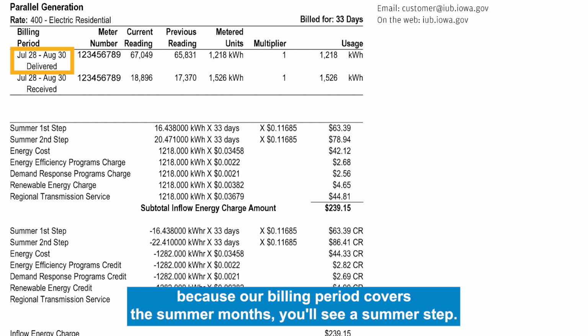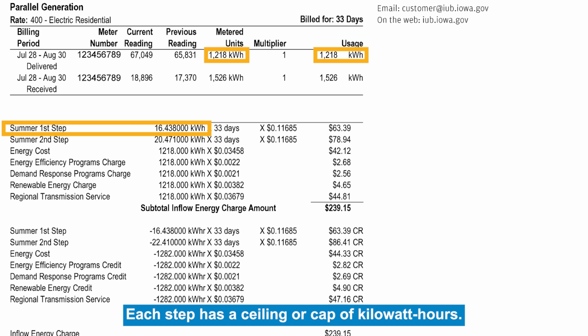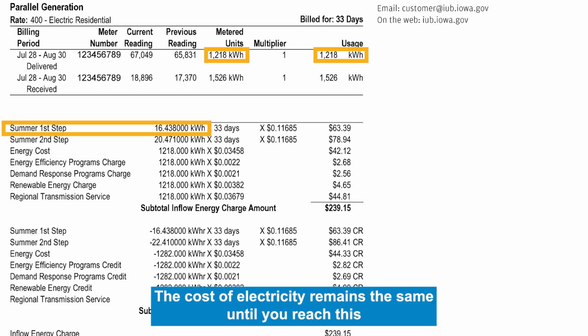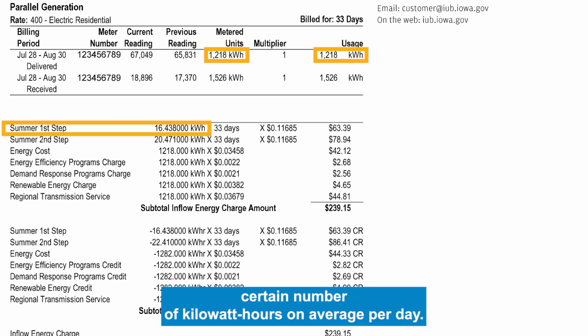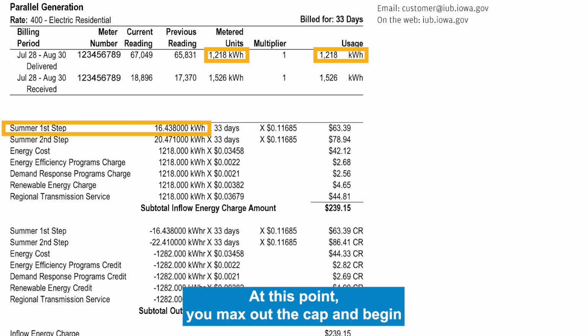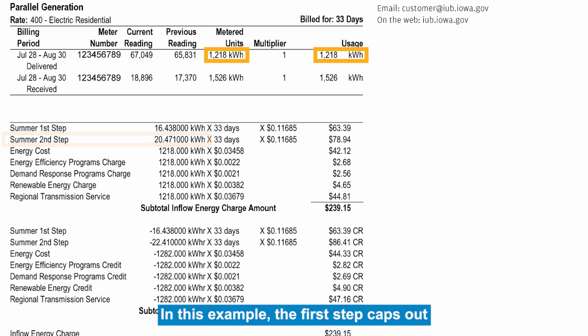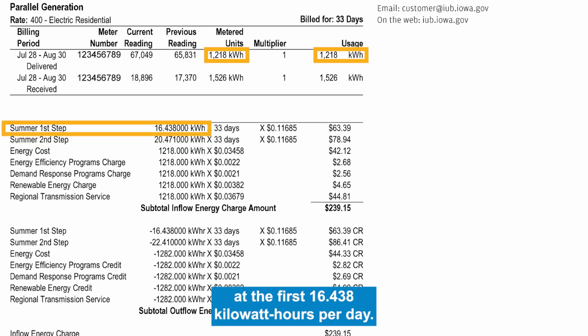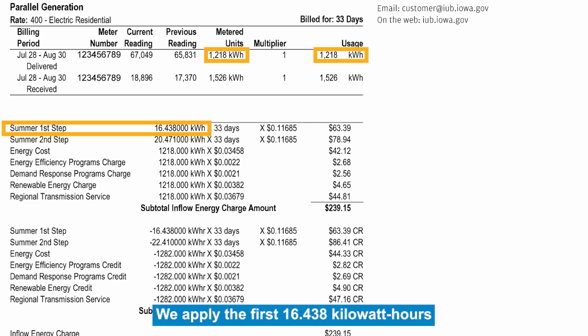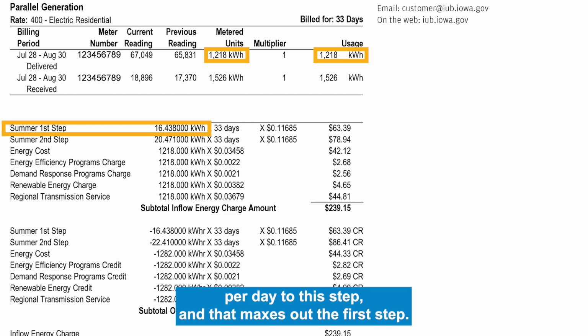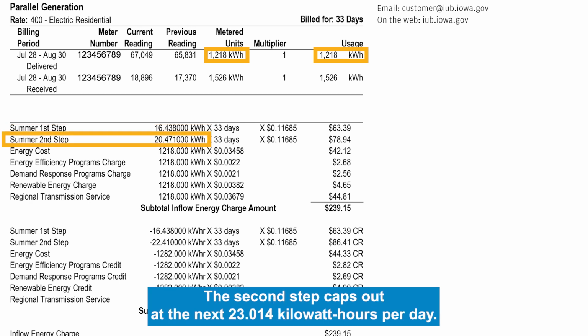In this example, because our billing period covers the summer months, you'll see a summer step. Each step has a ceiling or cap of kilowatt hours. The cost of electricity remains the same until you reach this certain number of kilowatt hours on average per day. At this point, you max out the cap and begin to be charged according to the next step rate. In this example, the first step caps out at the first 16.438 kilowatt hours per day. We apply the first 16.438 kilowatt hours per day to this step, and that maxes out the first step. The second step caps out at the next 23.014 kilowatt hours per day.